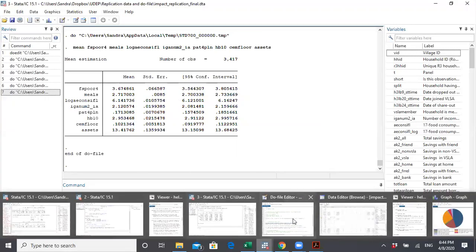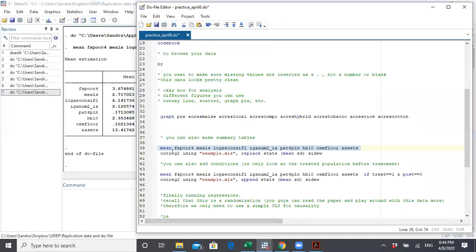A good command would be outreg2. I say outreg2 using this table, and I want the table to be put in an Excel format, so I put table.xls. You can also put it into a Word document. You can put it into text format, many different formats. You just need to look at the command.